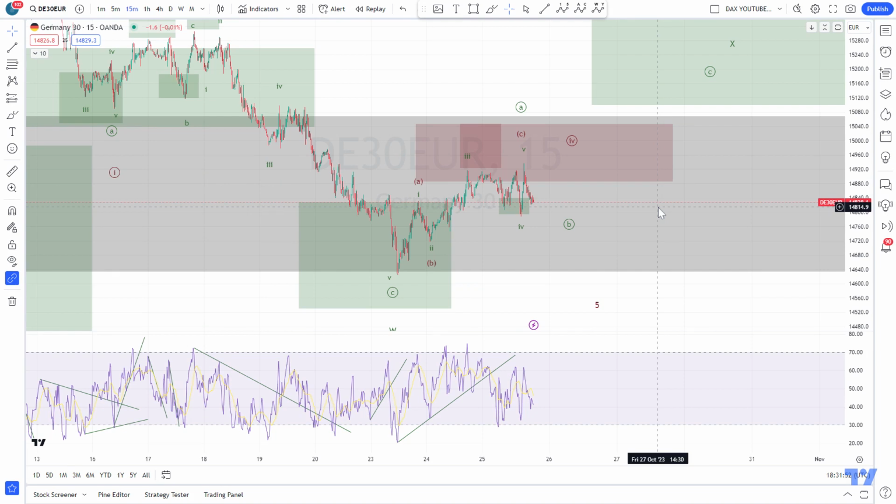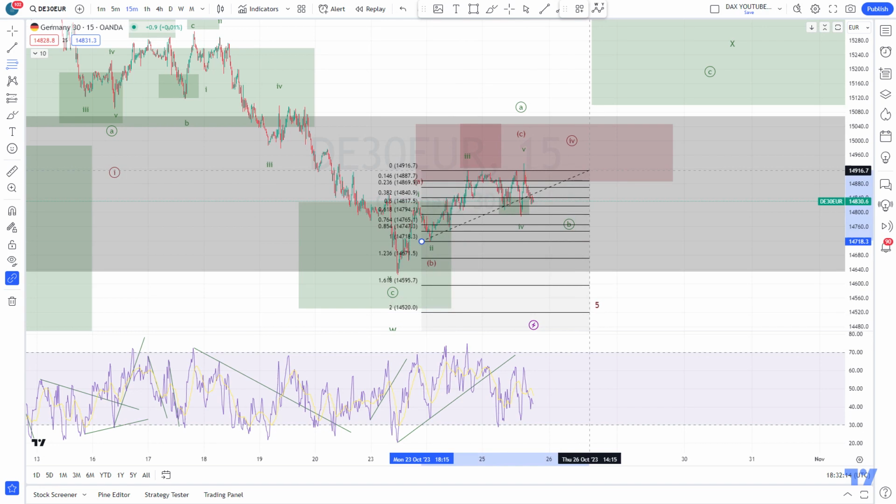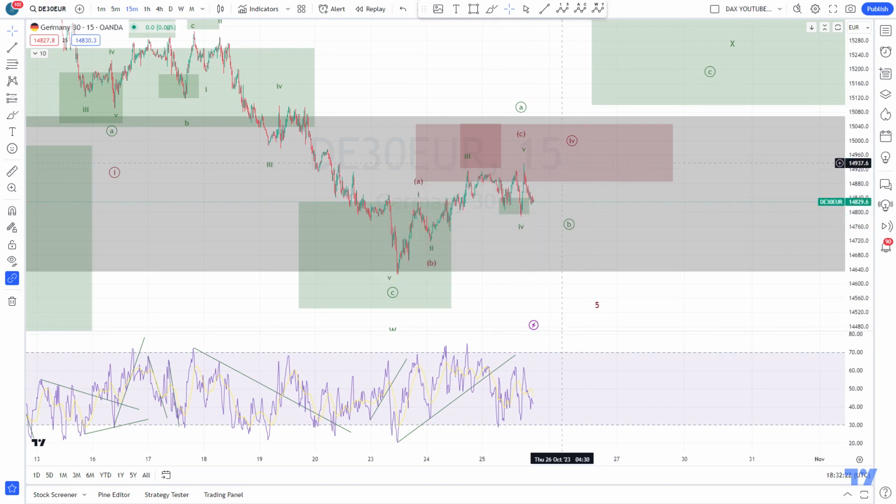And I believe it's even nicer here on the 15-minute: wave 1, wave 2, wave 3 right here, then a corrective mess as a wave 4. We nicely react from the lower boundary of the wave 4 area, the area between the 0.382 and the 0.618 Fib retracement.